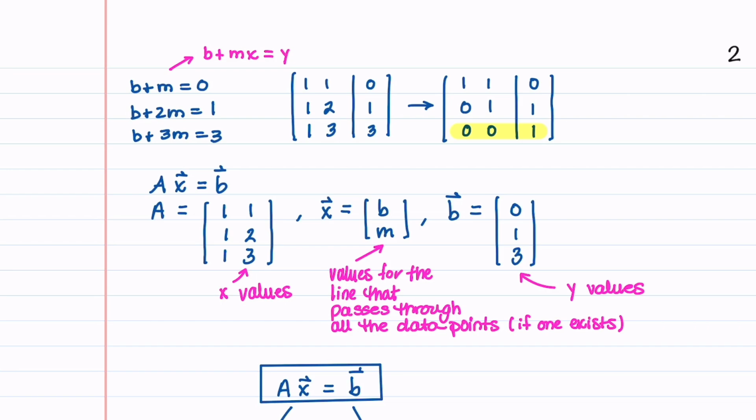To see how we can find this line of best fit, let's take a look again at the linear system that we just created on the last page. Our linear system can be written as Ax = b. Looking up above, we can see that our A is equal to this matrix, and our b is our right-hand side, which is the vector (0, 1, 3). Our x then contains the values b and m for the line that passes through all the data points, if one exists.